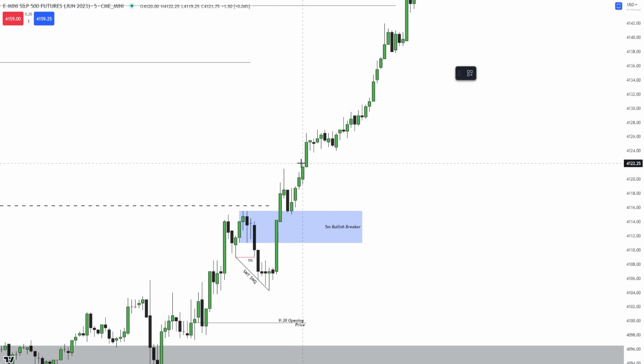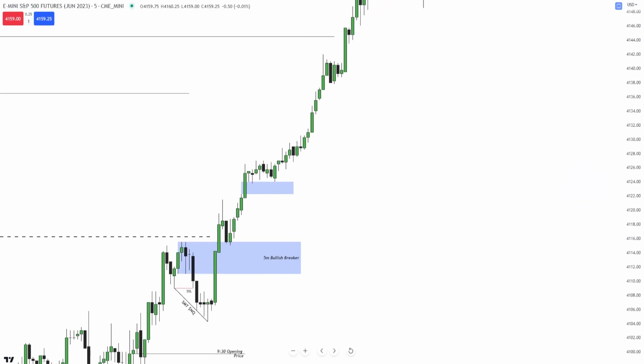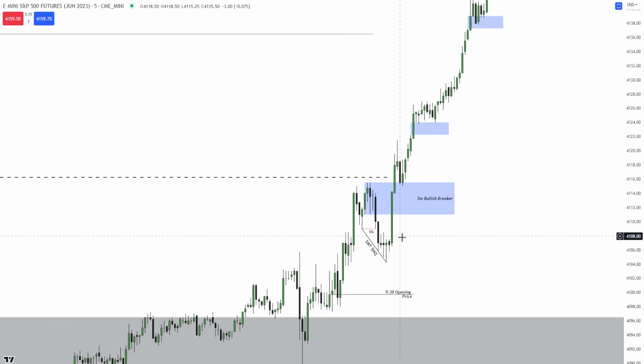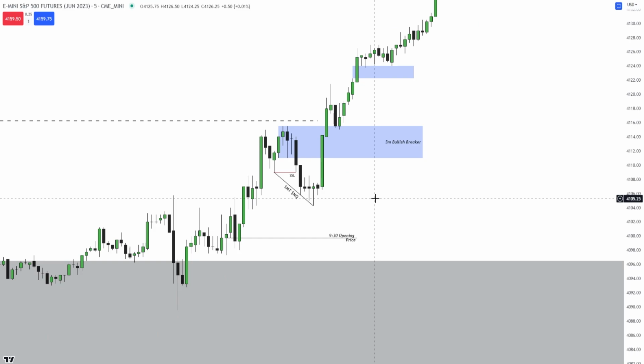Price trades back into this fair value gap here, runs away, and you can see all day that these fair value gaps were just holding price up. That's SMT. That's how I use it to stay in and out of trades.